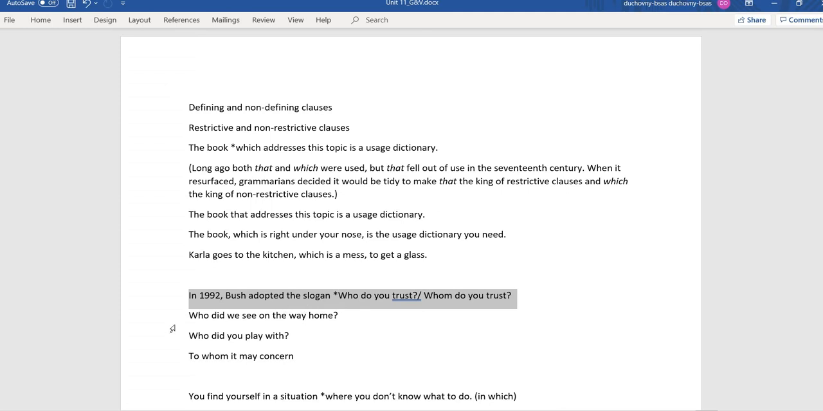So in these sentences, the next two questions, right? Who did we see on the way home? Who did you play with? Actually, you wanted whom, right? Whom did you play with? Because you play with him or her or them. We saw him or them on the way home, right? And also, as the notes in your book tell you, we always use whom after prepositions, right? You rarely have problems there.